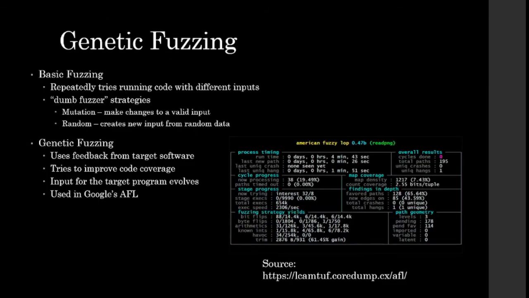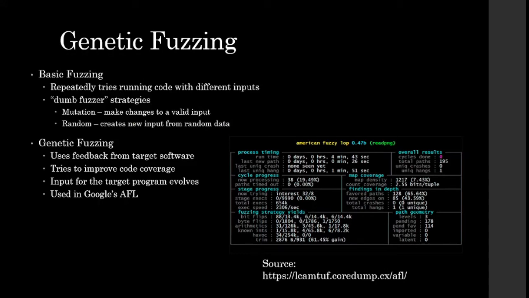One area where I've seen these genetic algorithms used is software fuzz testing. The basic idea of fuzzing is you repeatedly try running some software with different inputs, and if we keep doing that over and over with valid and invalid inputs, eventually we will find some bugs in our code. A lot of these are considered dumb fuzzers, which are ones that don't take any feedback. A common way is just to take a valid input or a valid file and make small changes to it to see how the code behaves, or just randomly creating new data.